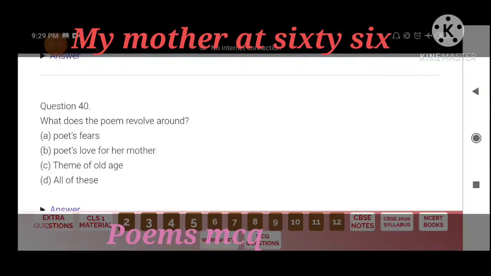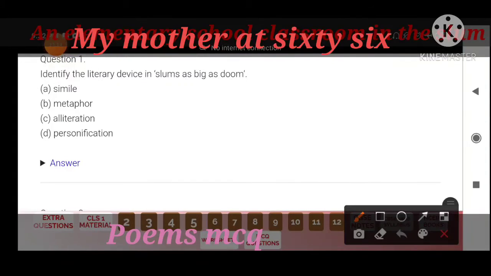So the answer will be all of this, because all the things are included in the poem. So this was the MCQs of our poem number 1, Mother at 66. Now let's see poem number 2. So let's start our poem number 2.